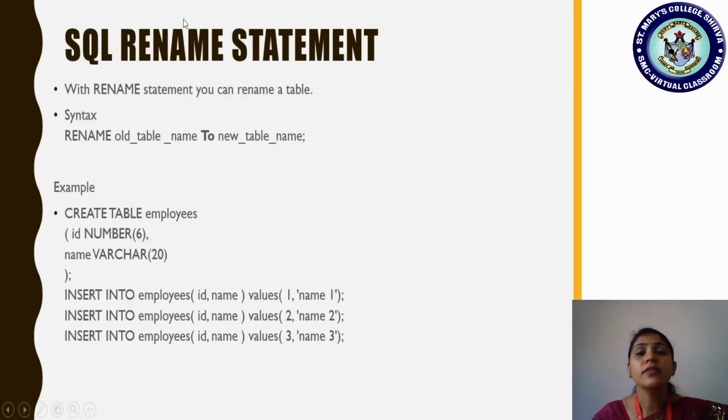So already the table is recognized with some name. At present, the table is recognized with what name? That name you should write in place of the old table name. Then "to" is a keyword. Following that, whatever new name you want to give to that table, you should mention here. So rename is a keyword. Okay, so consider the example here.